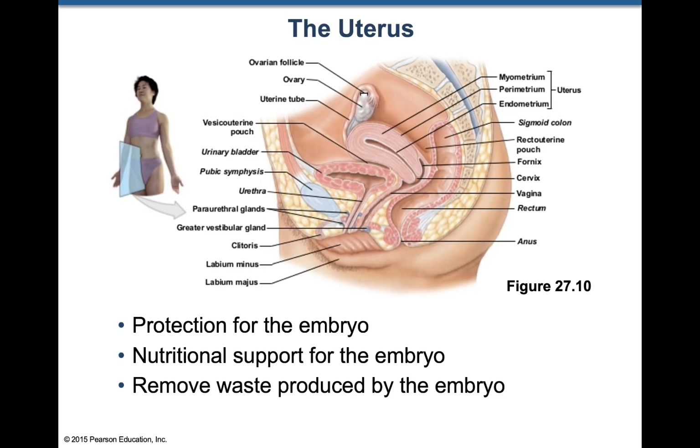The uterus is a muscular organ. It's going to protect the embryo, and it's going to provide nourishment and support. So the endometrial lining is going to provide the blood vessels and oxygen, and it's also going to remove the waste for the developing embryo and fetus.